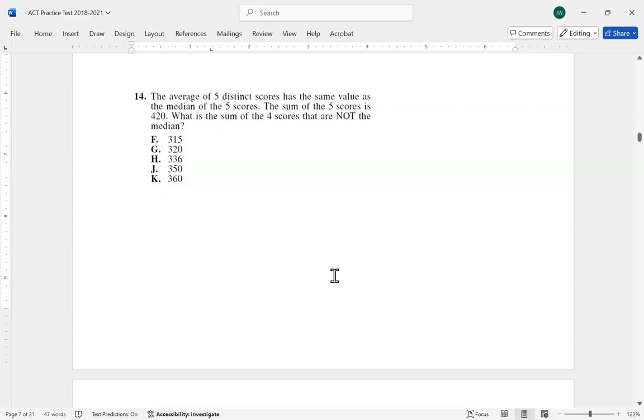So if we're averaging 5 of those, that means when we take the 5 scores and add them up, I'll add them in least to greatest. So A plus B plus C plus D plus E, whatever those 5 scores are, the average is the same as the median. By the way, if I put these in numerical order, the middle number, C, is going to be the median. So the average of the 5 is going to be the same as the median.